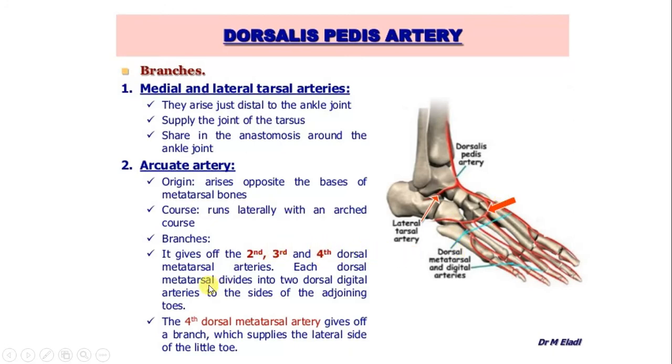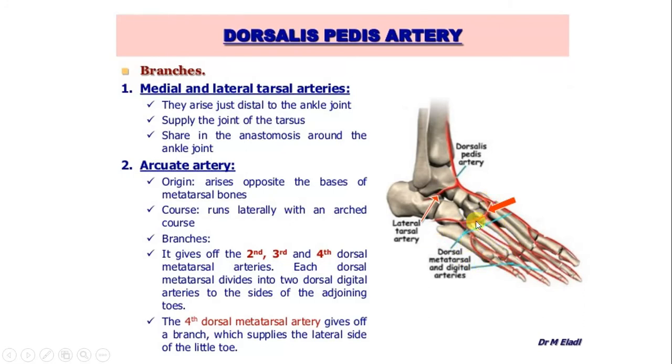Second, third, and fourth dorsal metatarsal arteries. The fourth dorsal metatarsal gives off a branch which supplies the lateral side of the little toe. The fourth one is supplying the lateral side of the fifth toe, the little toe.